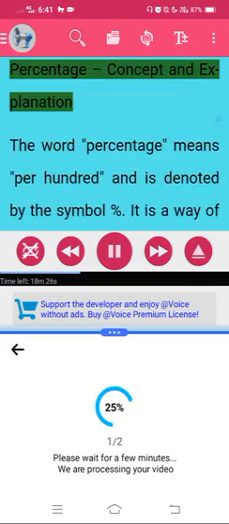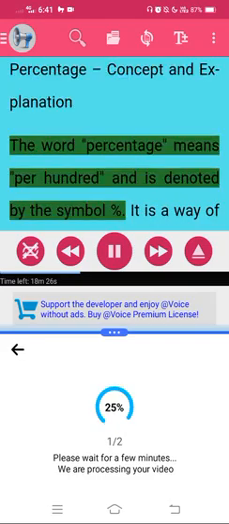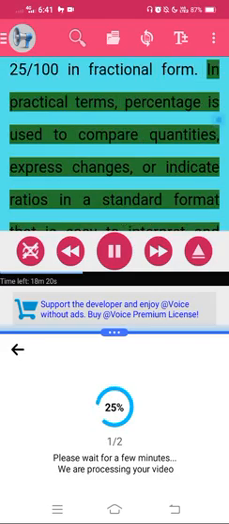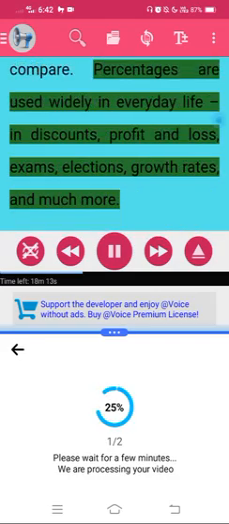Percentage, concept and explanation. The word percentage means per hundred and is denoted by the symbol %. It is a way of expressing a number as a fraction of 100. So, 25% simply means 25 out of 100, or 25/100 in fractional form. In practical terms, percentage is used to compare quantities, express changes, or indicate ratios in a standard format that is easy to interpret and compare. Percentages are used widely in everyday life, in discounts, profit and loss, exams, elections, growth rates, and much more.